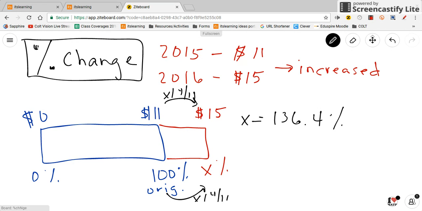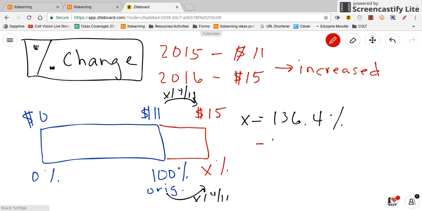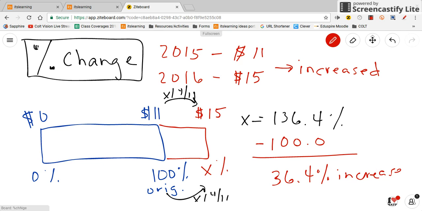Remember, I want to find the change. And in order to find the change in something, we need to subtract. We know that the operation for change is subtract. So I'm going to take the 136 and subtract where I started, which was the 100. And I'm going to see that this was a 36.4% increase in price. So there's how I can start finding a percent increase.